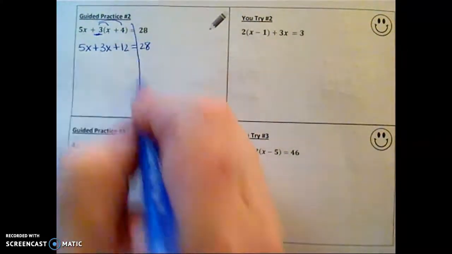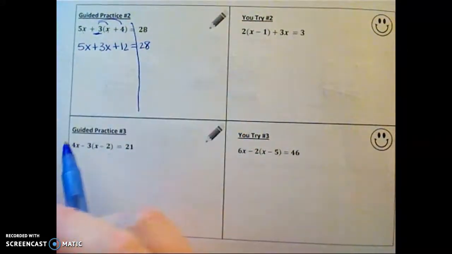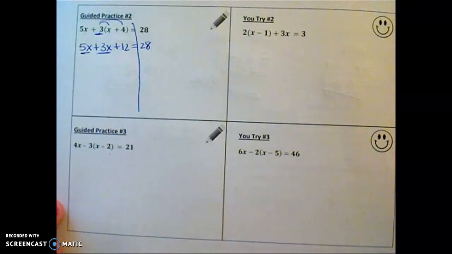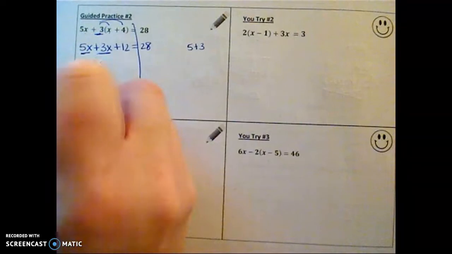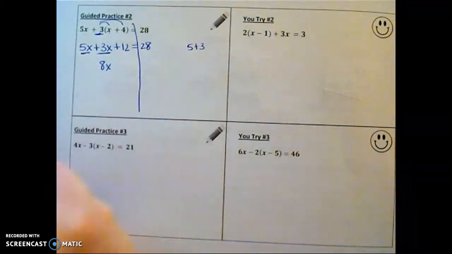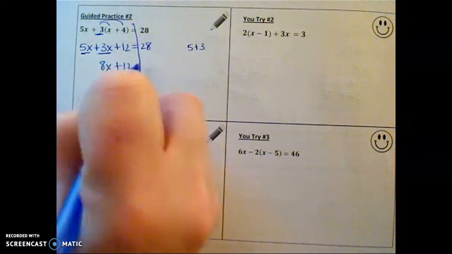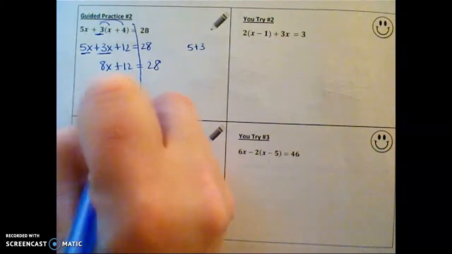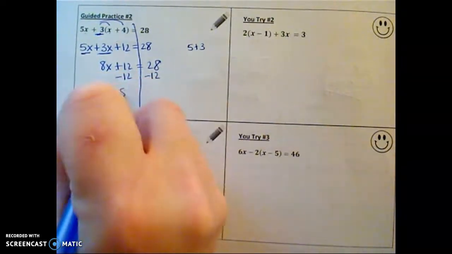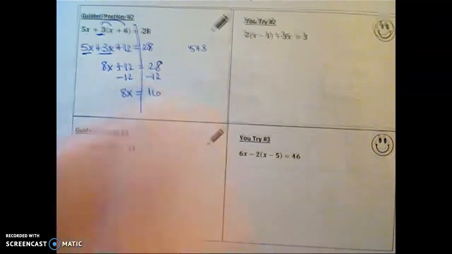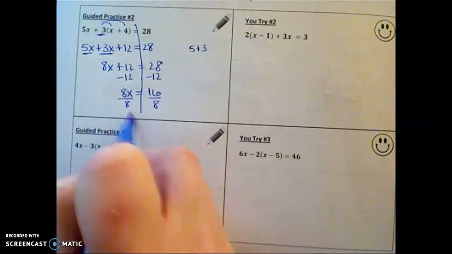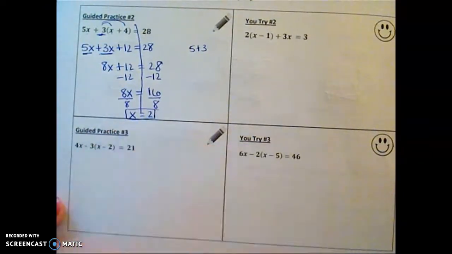So again, I'm going to put my line down my equal sign to remind me of each side of the equation. These terms are on the same side and they both have an x. We call those like terms. So I can add 5 plus 3, which is 8. So that gives me 8x, don't lose the x, plus 12 equals 28. So undoing the addition of 12 by subtracting 12 from both sides gives me 8x equals 16. And undoing the multiplication using division gives me an x of 2 as my final answer.